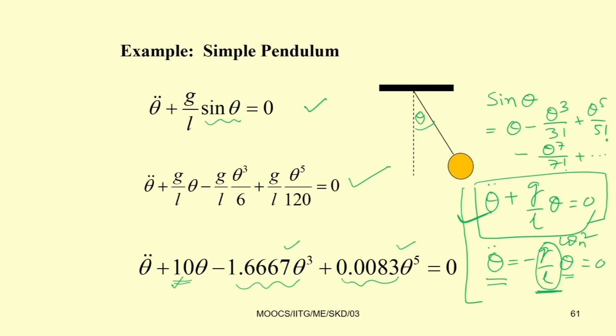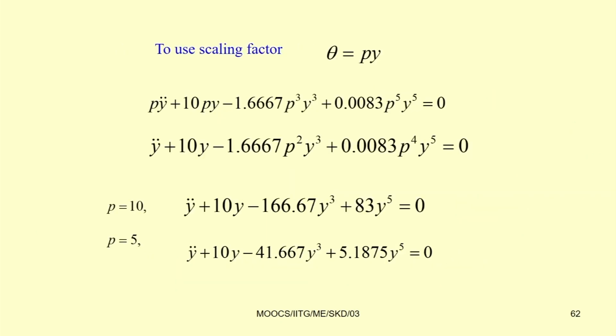So, now we can use a scaling parameter to write down this equation in a form where you will not have a tendency to neglect this term. So, let us substitute theta equal to p y. Substituting this, we can write this equation as p y double dot plus 10 p y minus 1.6667 p cubed y cubed plus 0.0083 p to the power 5 y to the power 5 equal to 0.